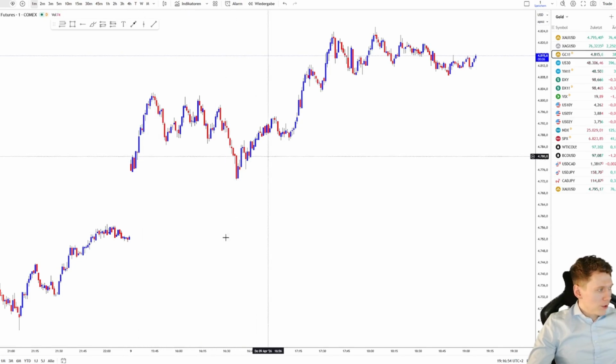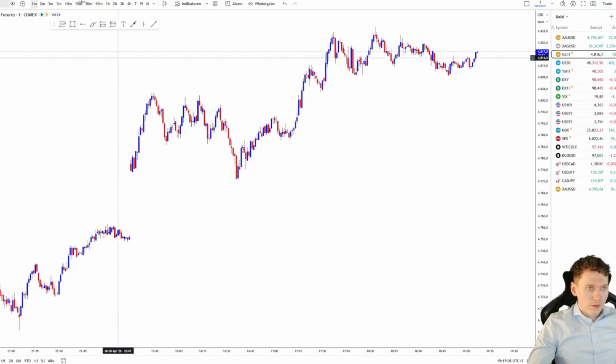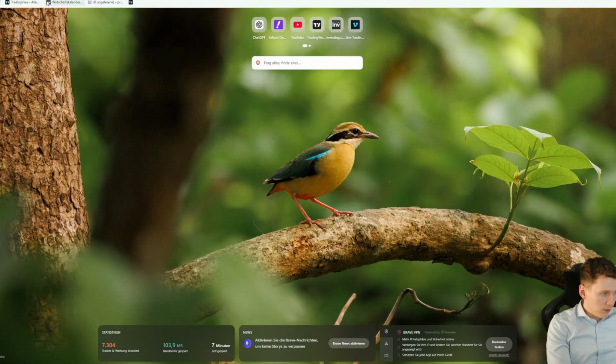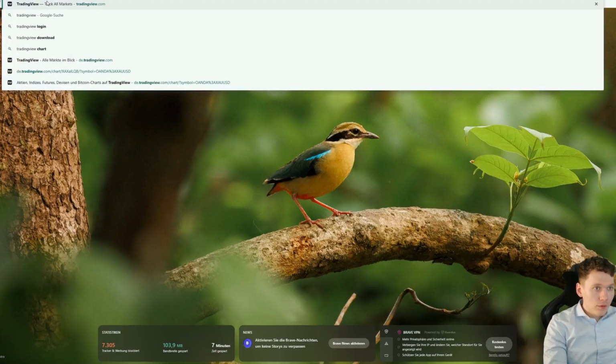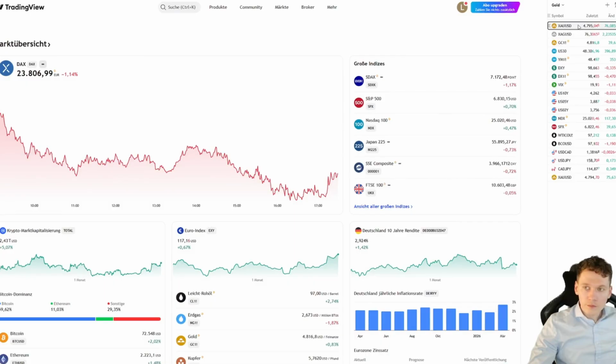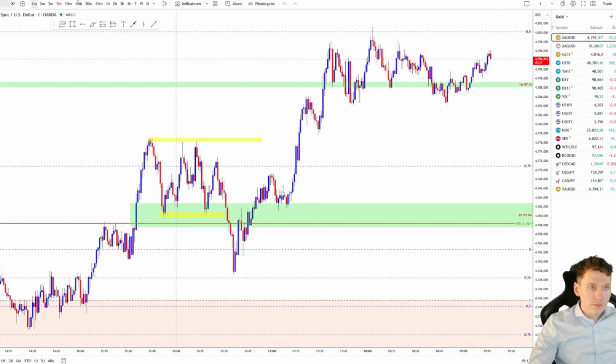I don't know why my cursor is so slow. Do you see that also? Or only I see that? I will load the chart new. Yeah, now it's better.